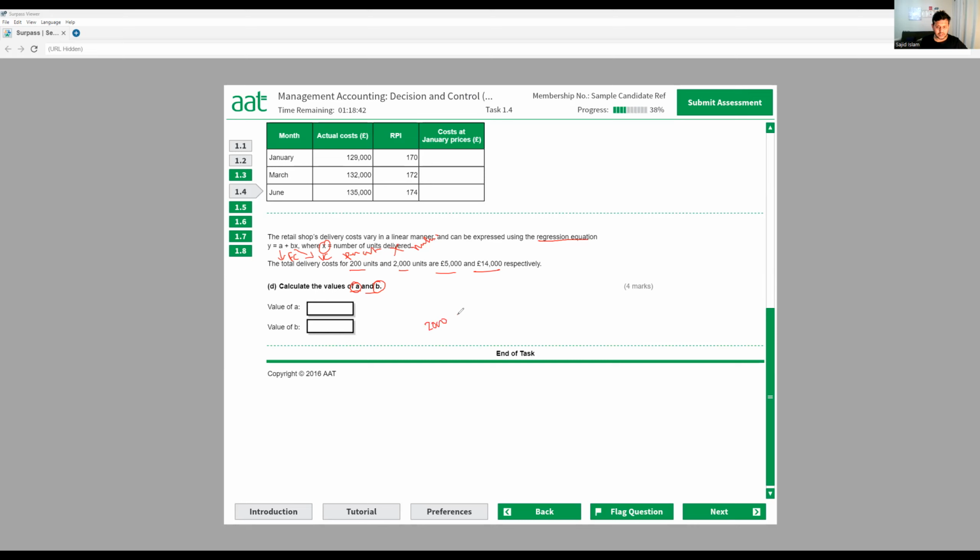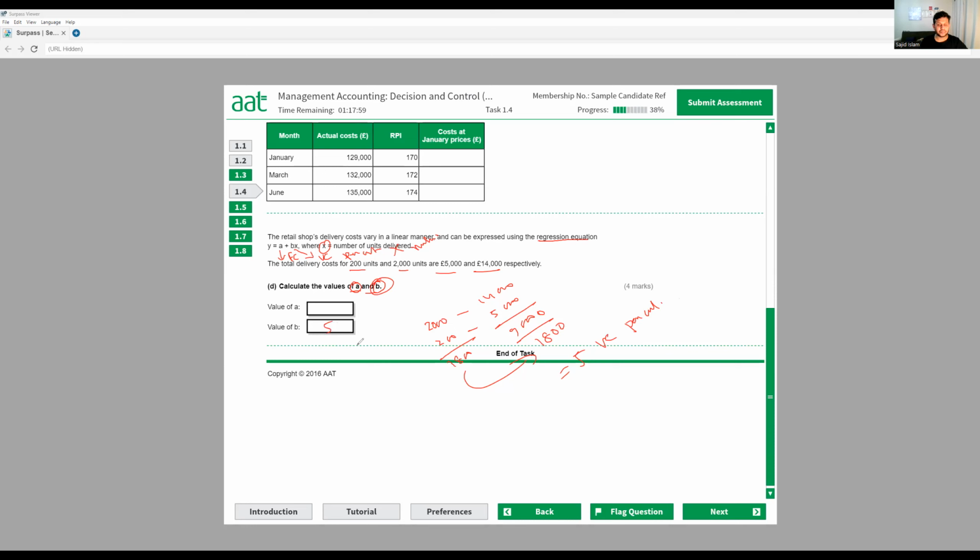2000 units, the cost is 14,000. 200 units, the cost is 5,000. So I need to find the difference. 1800, and 14,000 minus 5,000 is 9,000. So 1800 will go under. 9,000 divided by 1800 will give me 5. So 5 is the variable cost per unit. So this is the value of B. B means variable cost per unit.